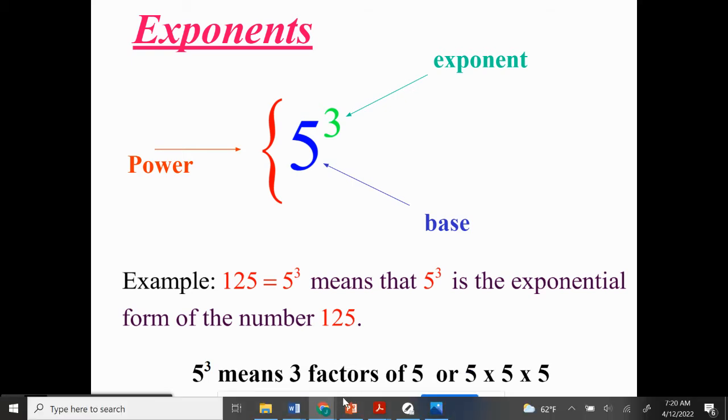So as you can see here, this 5 to the 3rd again means the factors of 5, or 5 times 5 times 5. So 3 factors of 5, or 5 times itself 3 times.